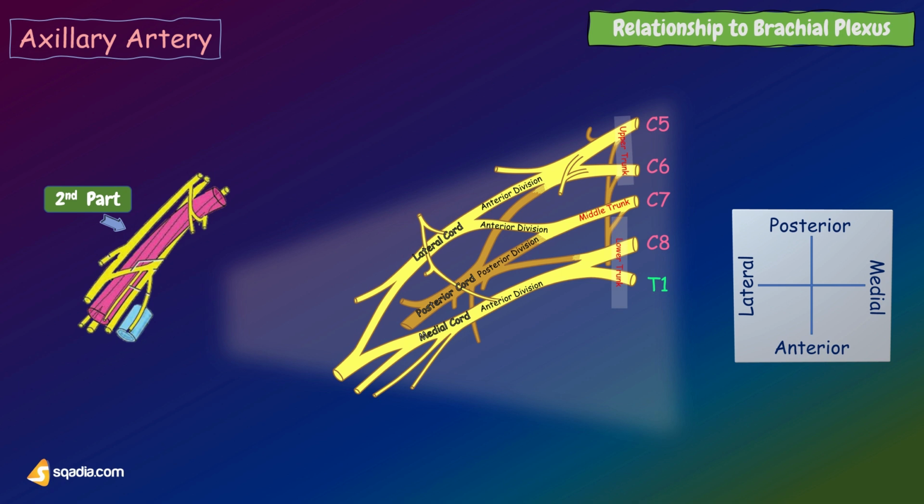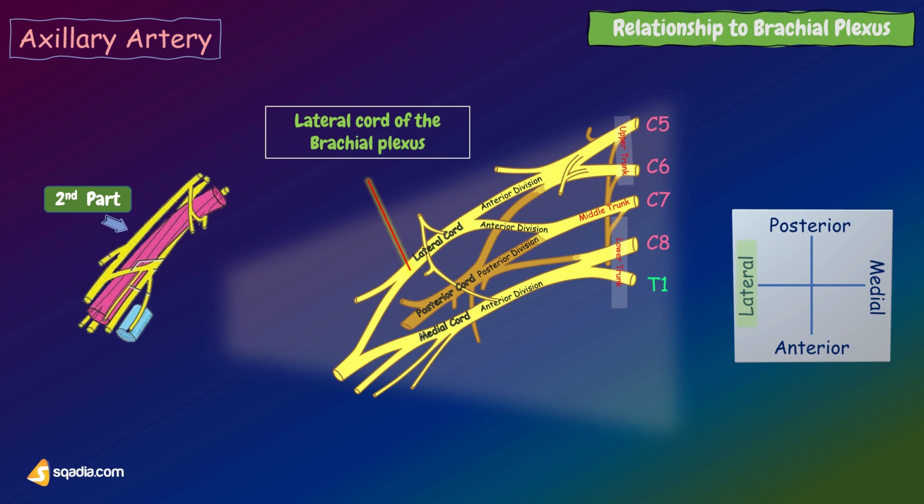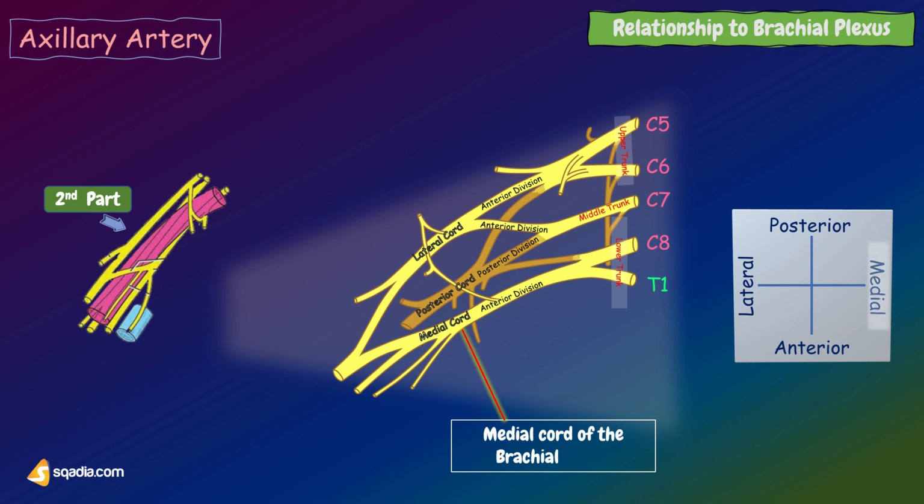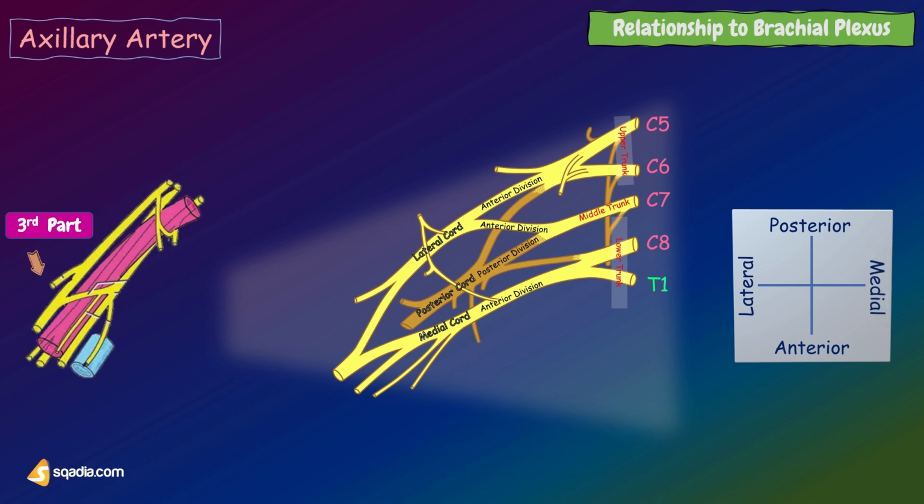Memorizing the relations of the second part of the axillary artery is very easy, as it is related to the posterior cord of the brachial plexus posteriorly, the lateral cord of the brachial plexus laterally, and the medial cord of the brachial plexus medially. The name of the structure indicates its location. For example, posterior cord at the posterior aspect, and so on.